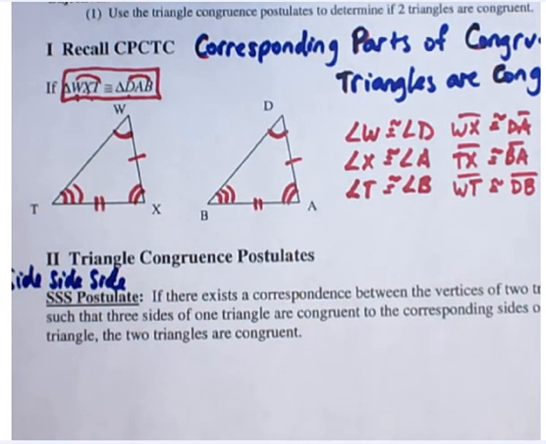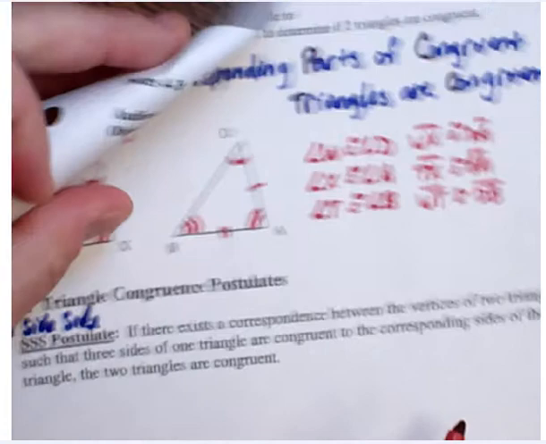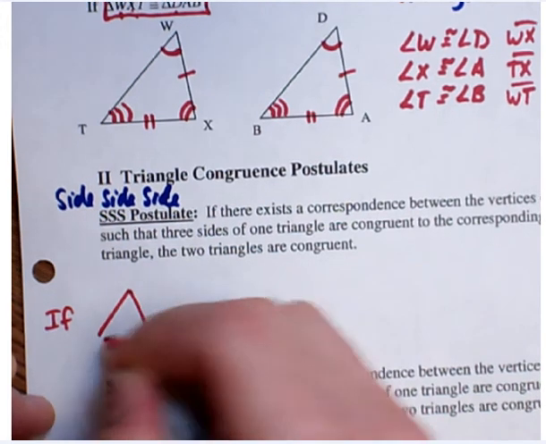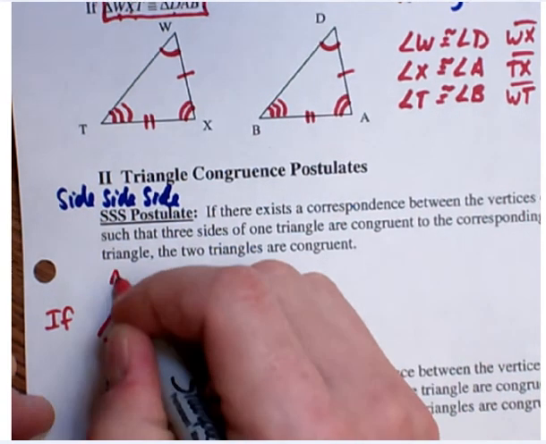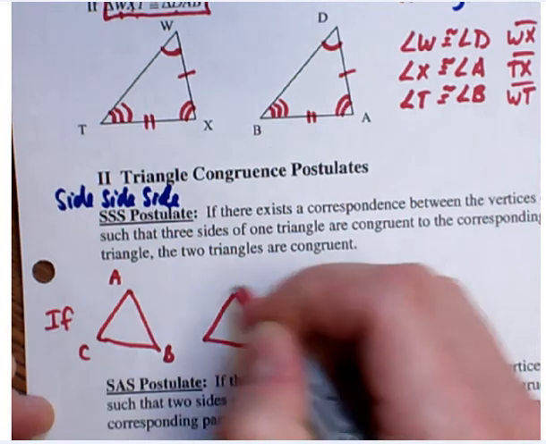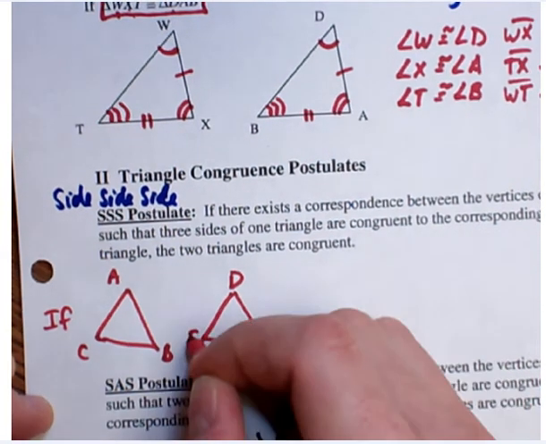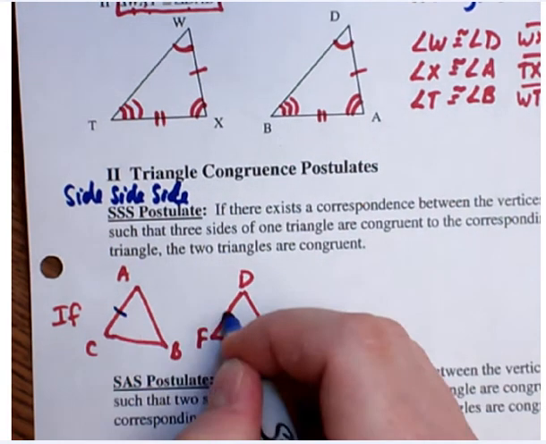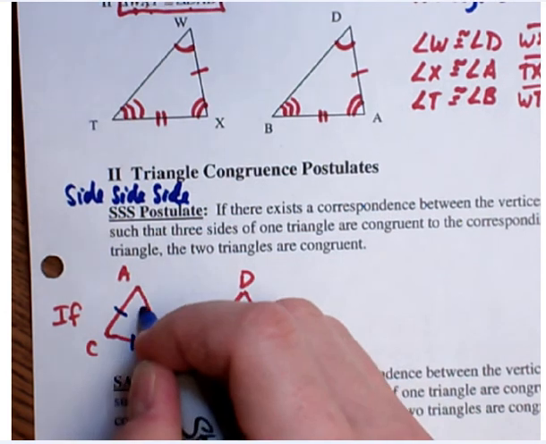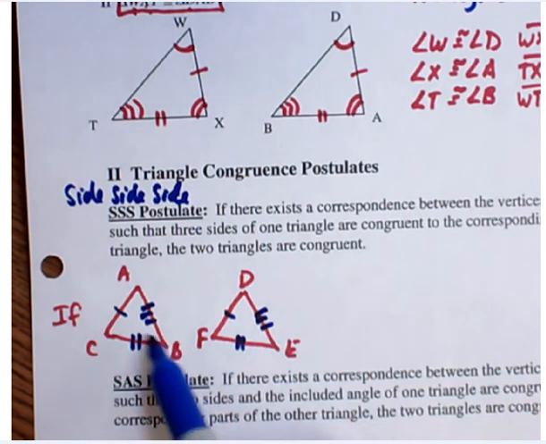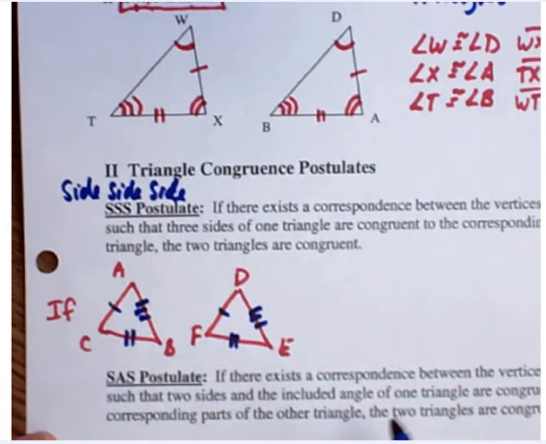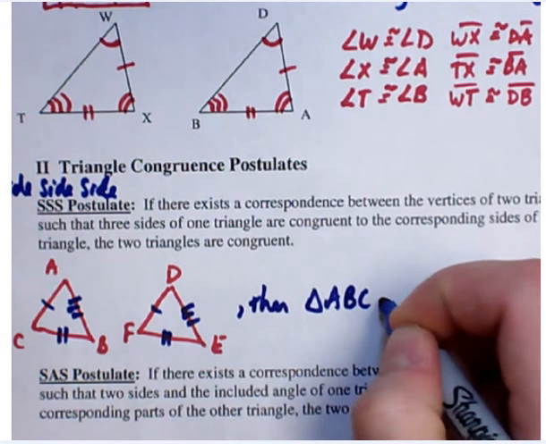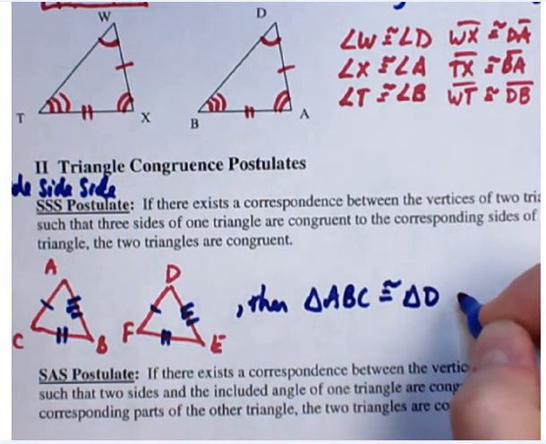Now, what does that mean? Well, let's draw ourselves a little picture here. If you have two triangles, and let's just call these A, B, C, and D, E, F. If you have those two triangles, if you know that all three pairs of corresponding sides are congruent, that's enough information to say then triangle ABC is congruent to triangle DEF.